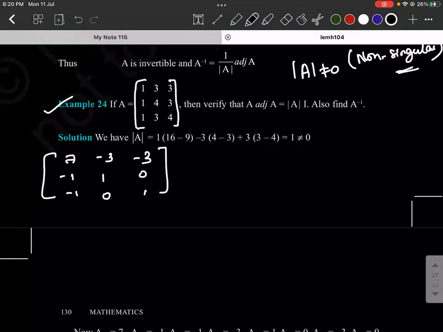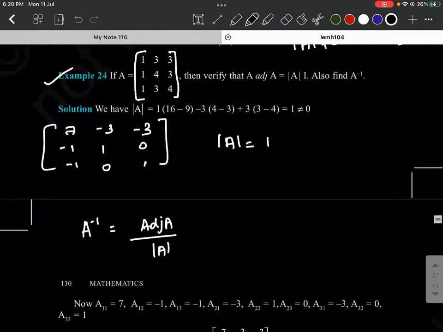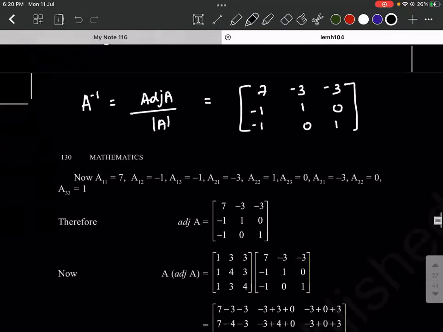So since you have found this, find the determinant of A also. As I told you, the first step is to find the determinant of A. So, sir, determinant of A is 1. Okay. Then A inverse will be equal to adjoint of A divided by det A. Is that clear? So that value will come out as 7, minus 3, minus 3, minus 1, 1, 0, minus 1, 0, 1. Is that clear? So this will be the inverse of the matrix.